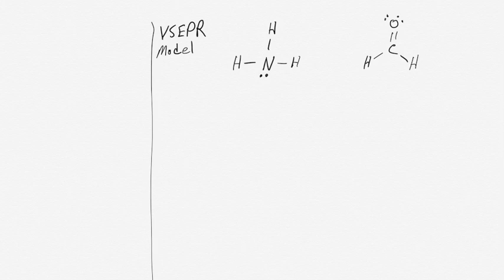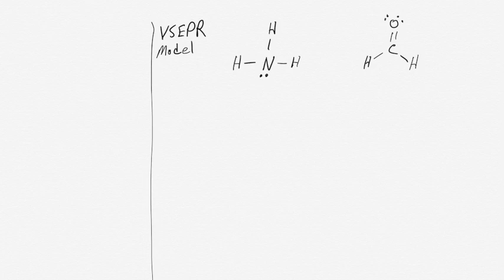another. The VSEPR model basically says that you can predict the shape by imagining any central atom with other atoms around it as a sphere, and the different groups of electrons, which we call electron domains, are arranged around that sphere in order to minimize the repulsions between the different groups of electrons, between the different electron domains.